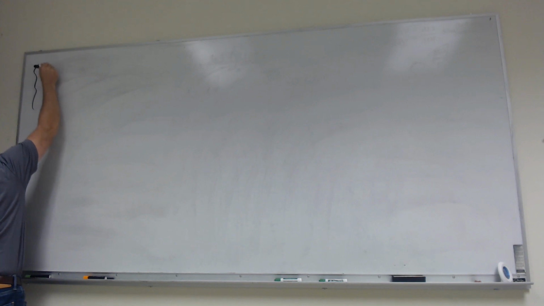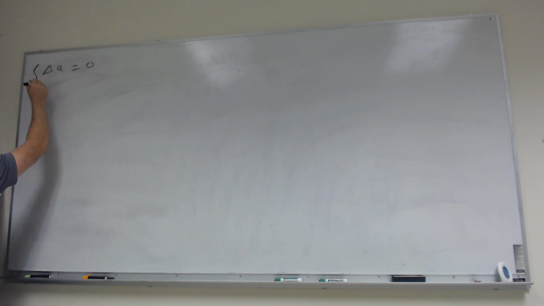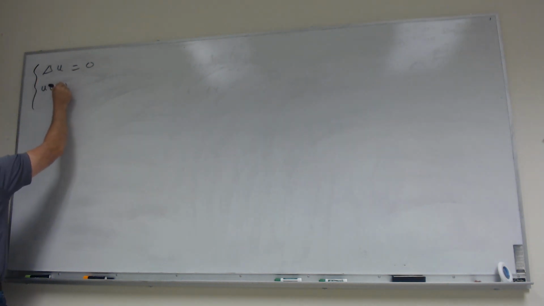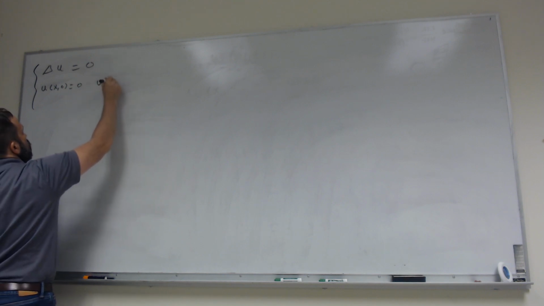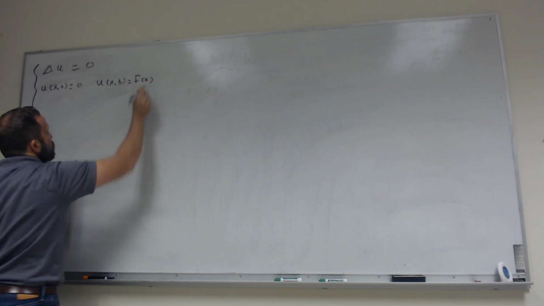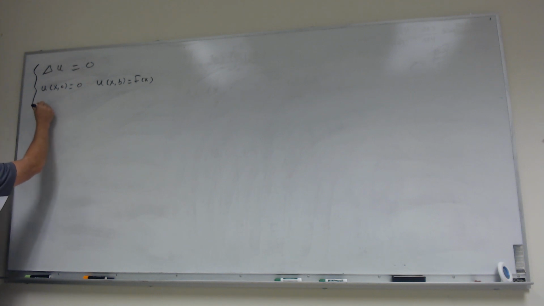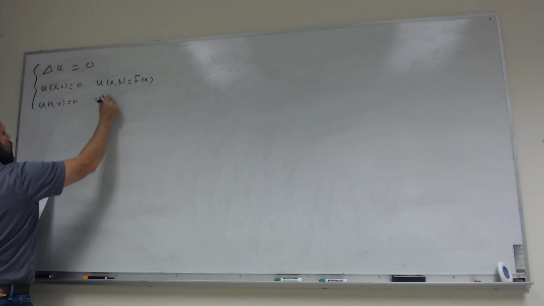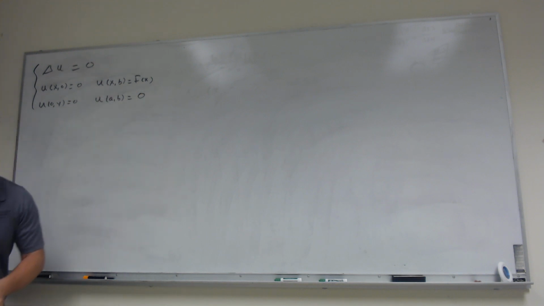We're going to have the Laplacian of u equal to 0, and we're going to say that u of (x, 0) is equal to 0. We're going to say u of (x, b) is equal to some given function f of x. In the notes it says x. We're going to have u of (0, y) equal to 0, and u of (a, y) also equal to 0.